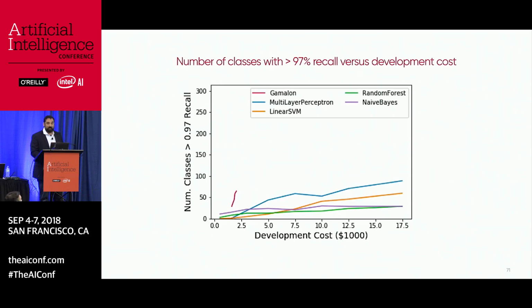If you look at how long this takes to do, if you think of development cost as hours of a person's time, the rate at which we can build, like, Amazon talks about skills for Alexa. Skills are basically top-level ideas, categories. At 97% recall, in $2,500 we can build almost the same number of skills as it takes other techniques a long time to do.